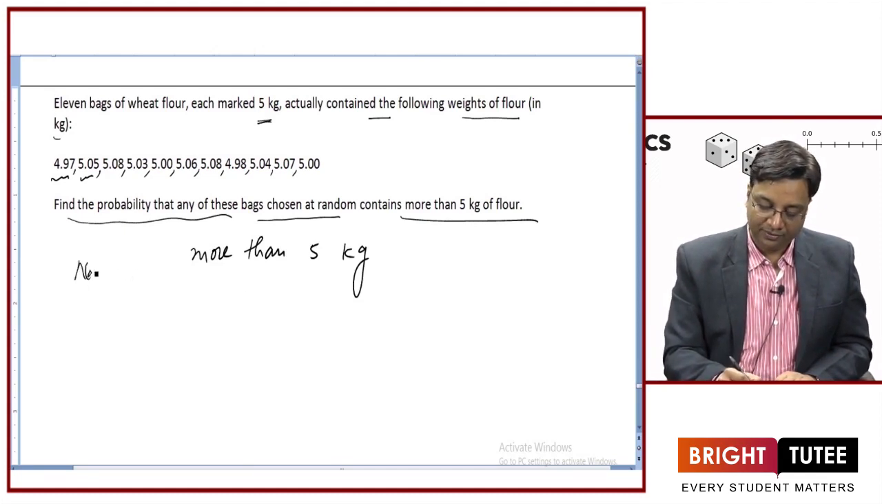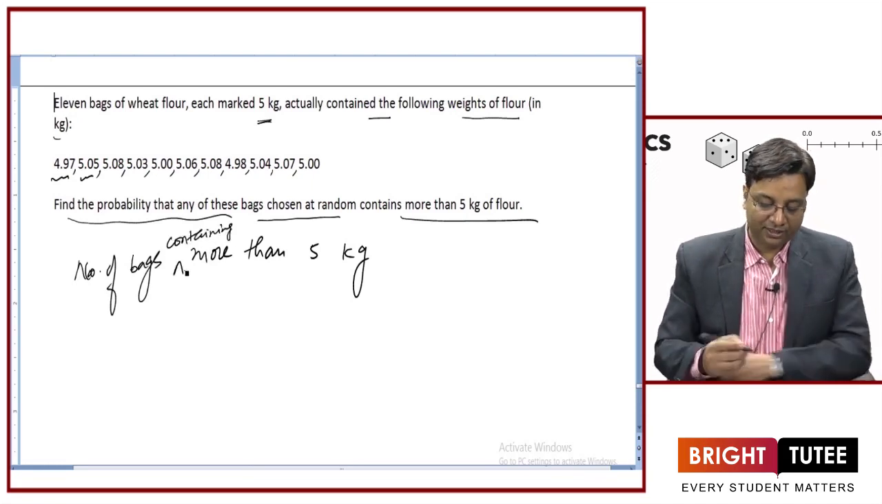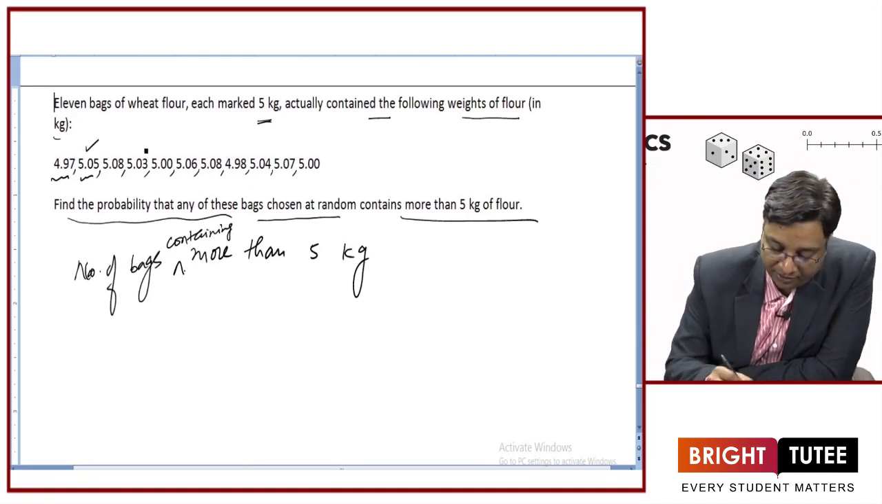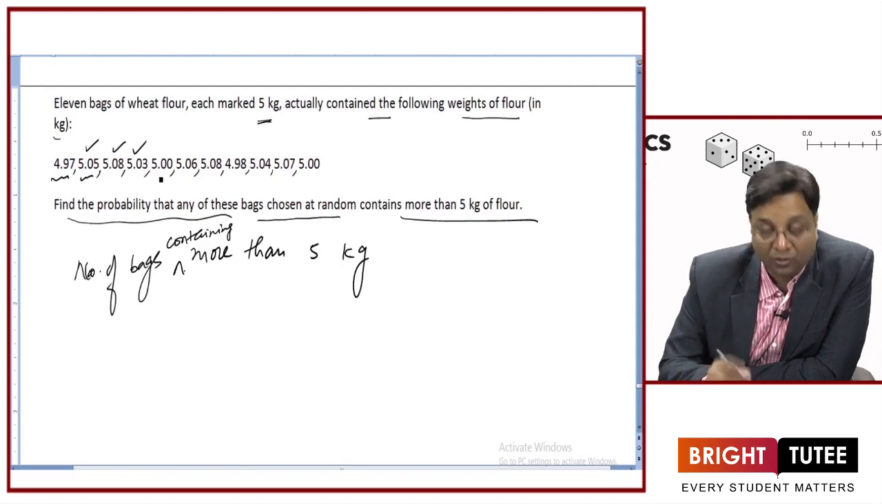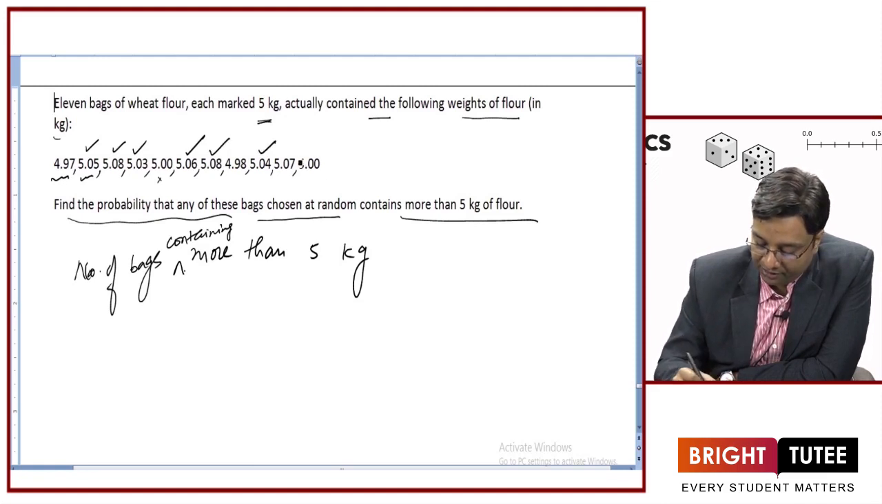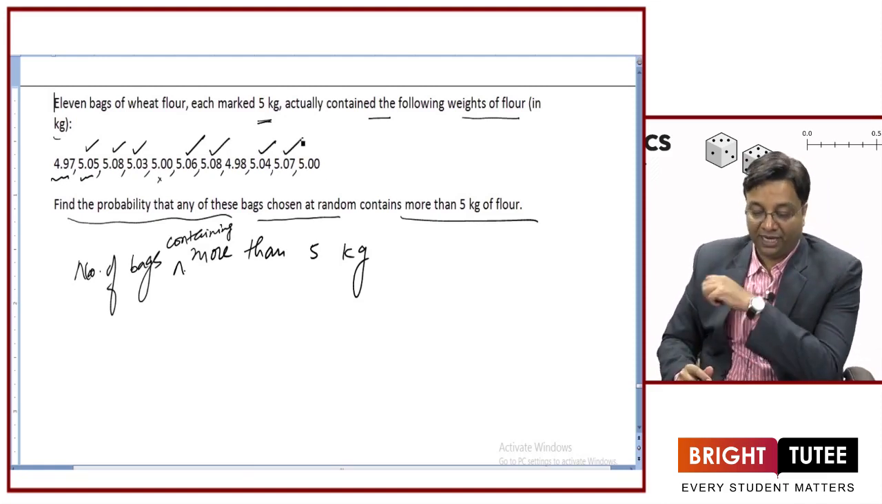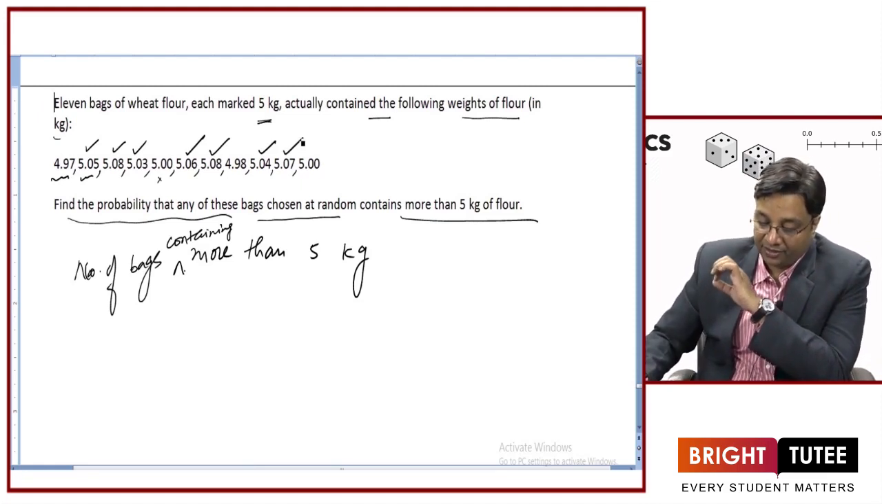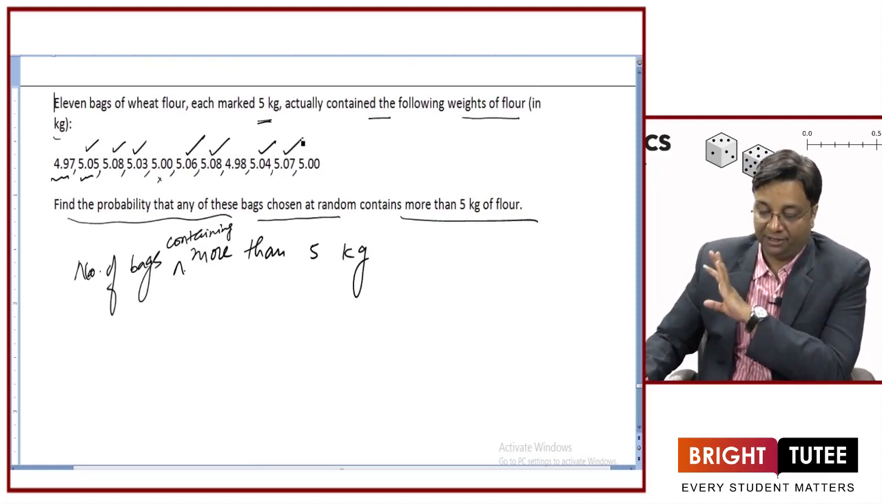Number of bags containing more than 5 kg. Let us calculate. Let us count. 1, 2, 3. More than 5 kg means more than 5 kg and not equal to 5 kg. Okay, so we will not count this. 1, 2, 3, 4, 5, 6, 7. There are 7 bags containing flour more than 5 kg.